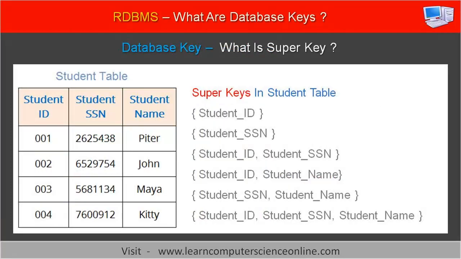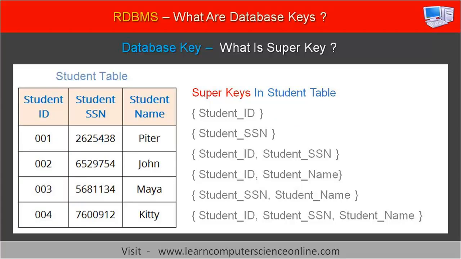We will now identify the superkey options for the following student table. This example student table has 3 columns and 4 records, that is 1 record for each student. In this table, we have 6 options present as a superkey. This student table has the following superkeys that can uniquely identify each record in the student table. The first option for the superkey is the single column, student ID. The second option for the superkey is the single column, student SSN.